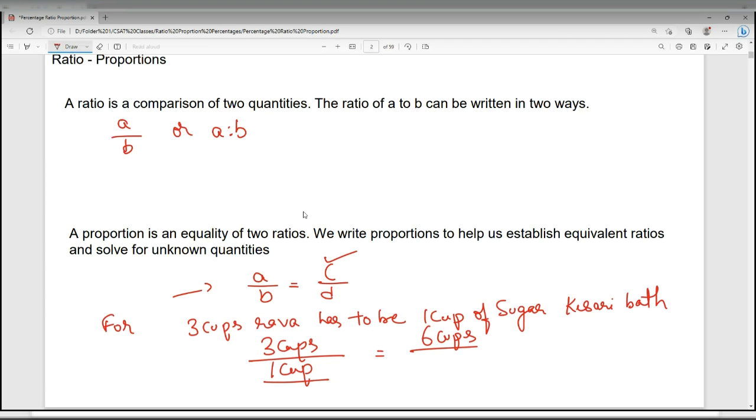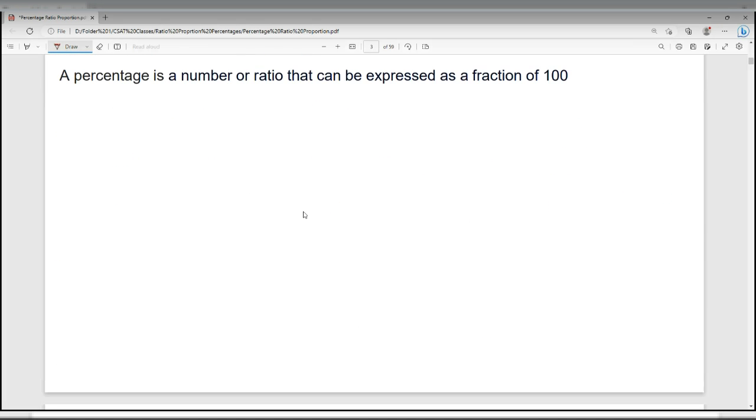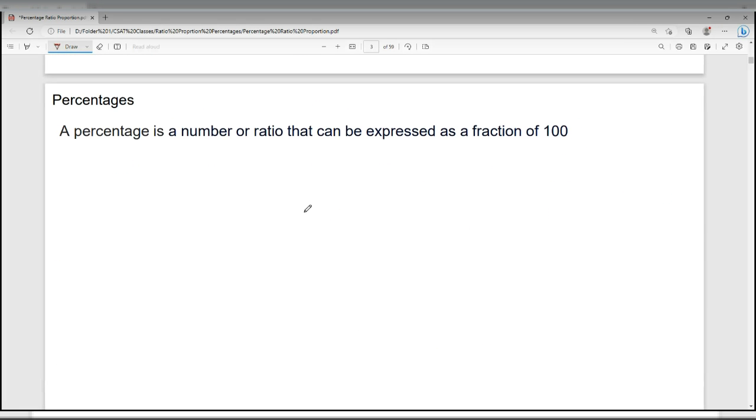And what are percentages? Percentages are nothing but percent. For every 100, what is the value? So percentage is the number or a ratio that can be expressed as a fraction of 100. So for example, 10% can be written as 10 by 100. And in decimal, this is in fractions. In decimal, we write it as 0.1.